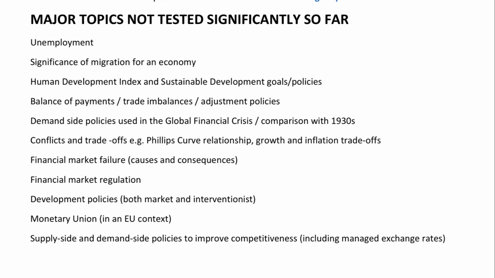Migration is yet to really appear. No chunky essays on development policies, sustainable development. Not a great deal on the balance of payments, trade imbalances and adjustment policies. Not much really on financial economics. There was a question on financial markets and development last year, but not much on policies, demand side policies in particular, brought in since the global financial crisis, perhaps a comparison with the 1930s. Very little on conflicts and trade-offs, really. Phillips curve hasn't yet made a significant appearance. Financial market failure, causes and consequences, financial market regulation.